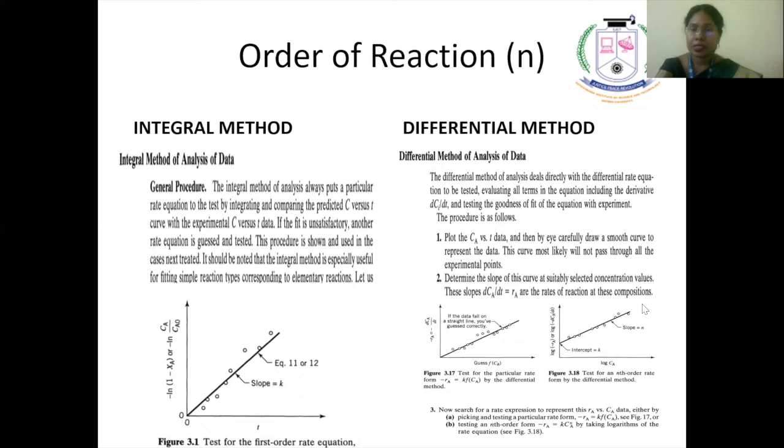And then we can test a general, or nth order, equation, which is -rA = k CA^n. Take the logarithm on both sides. And then this also will be in the form of y = mx + c. We can take log of -rA on the y-axis and log of CA on the x-axis. And we get a straight line, whose slope will give n, and the intercept will give k.